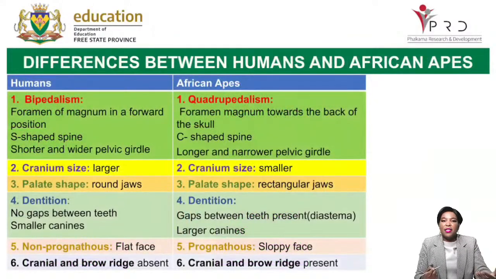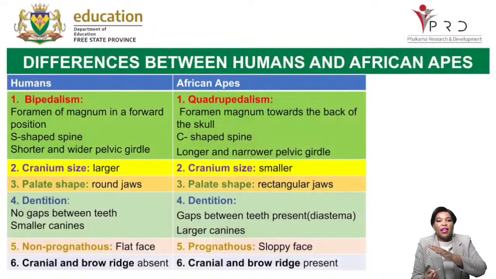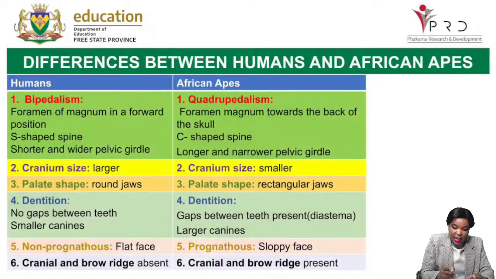Right. And then the differences. When you are given the skulls, be able to differentiate. When you are given the palate, when you are given the pelvic bone, when you are given the spinal cord, just know which one is of the human, which one is of the African ape. That is not so difficult. You can check. Right, let us start with the bipedalism.